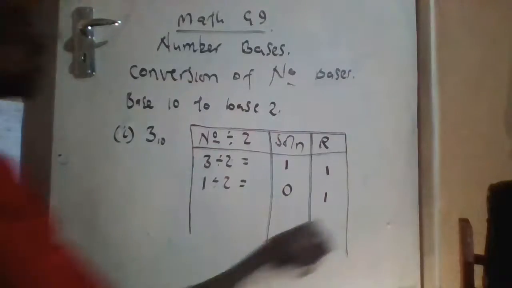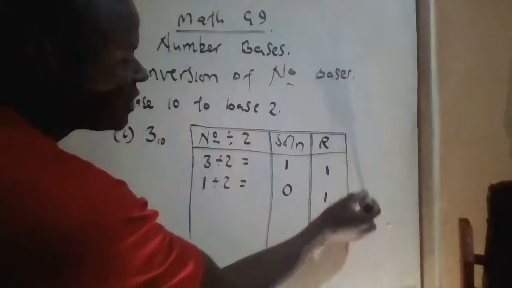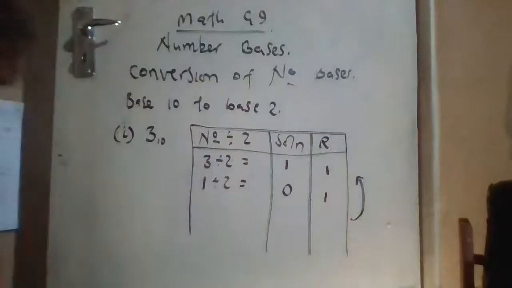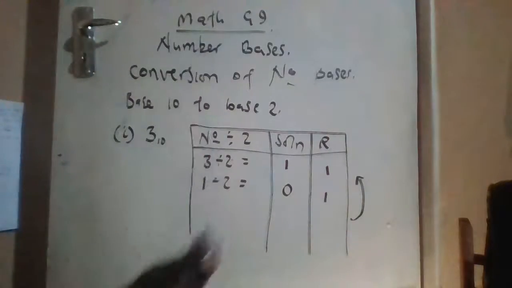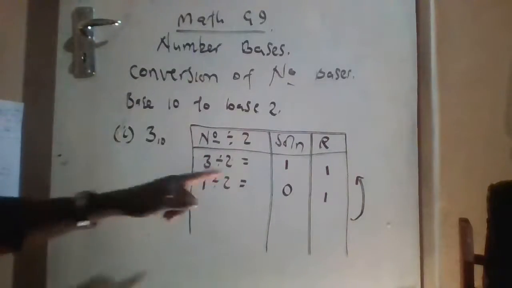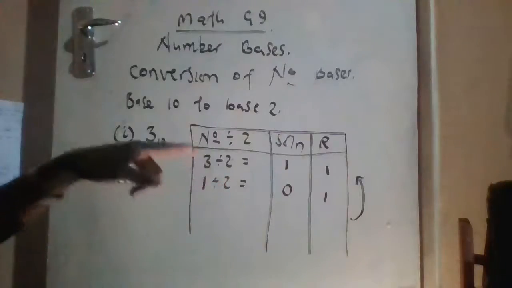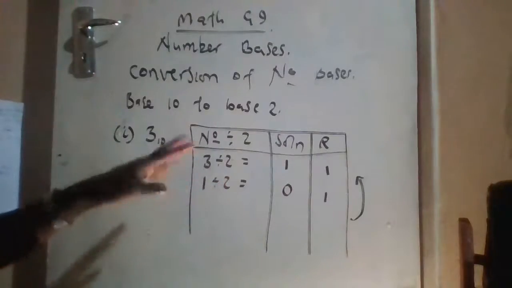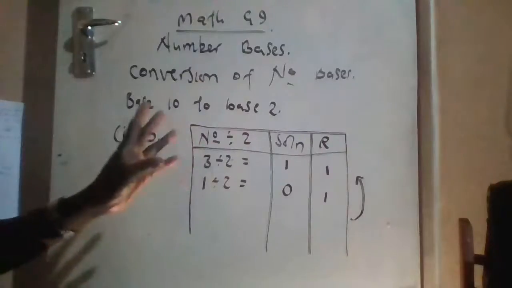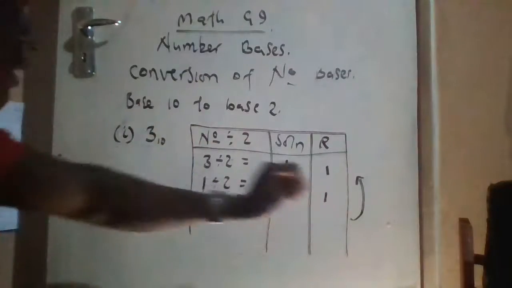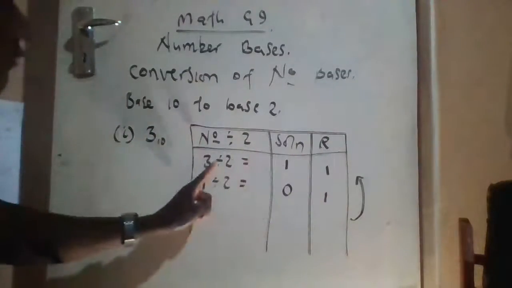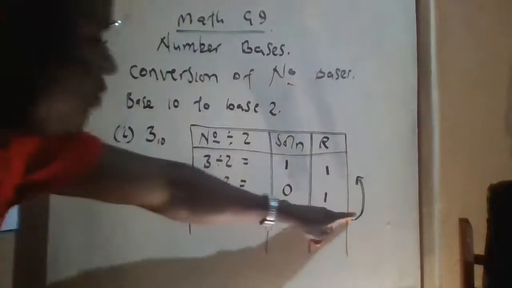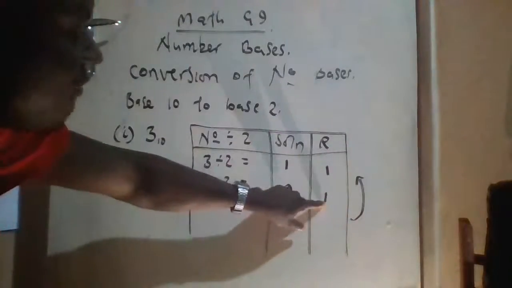And guess what you do? When you're writing, you have to start from the bottom. But it's 1, 1. You start from the top or the bottom, the answer is the same. But in the case where you have a 0 close to the end, there it becomes of great importance how to go about it. So converting 3 base 10 to base 2, we have 1, 1.